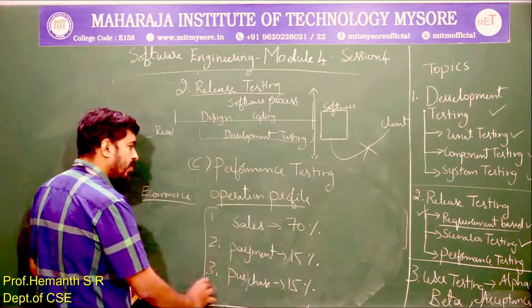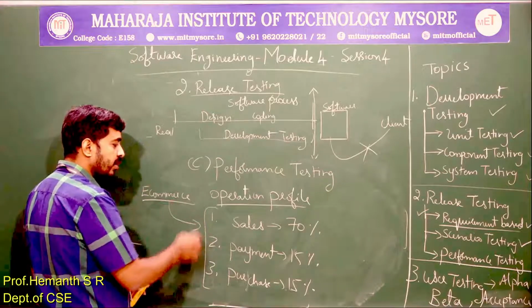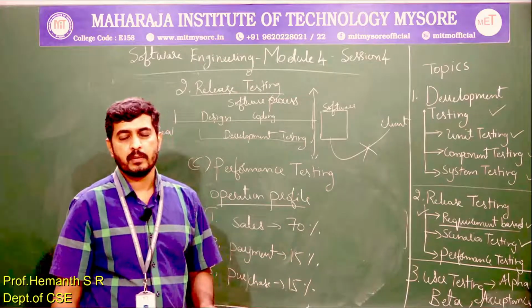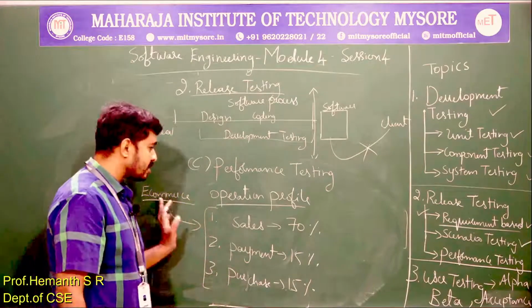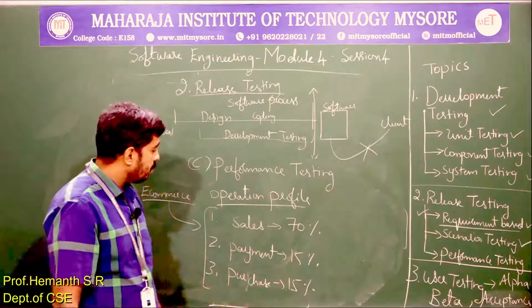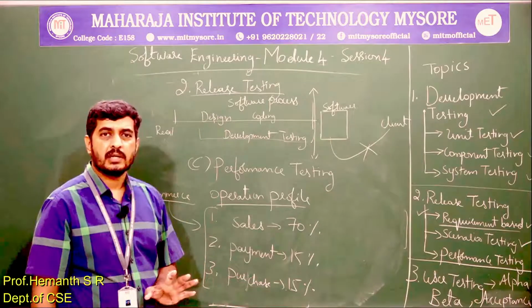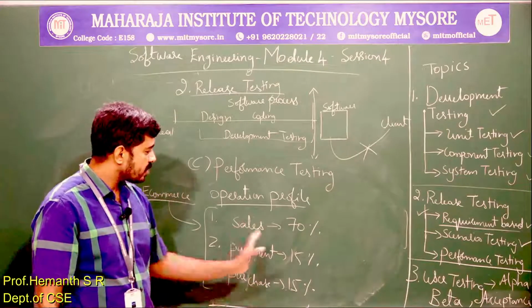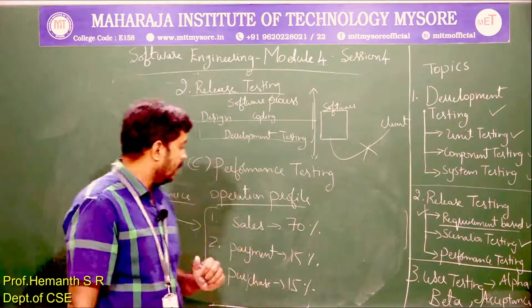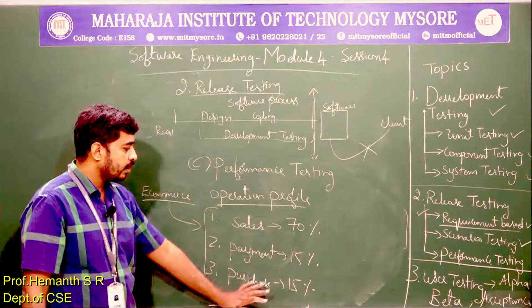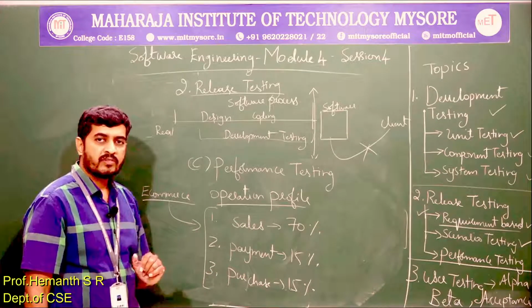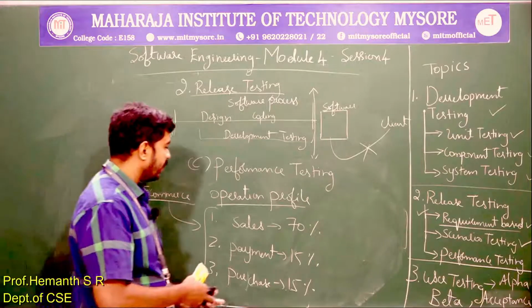This is a typical operation profile of an e-commerce software, and you can see sales is occupying the majority of the profile. The majority of the functionality in this e-commerce software is related to sales, 70%. Payment and purchase are trivial. Now, what is the use of this profile and what role is it playing in testing? See, already I told you, you cannot write test cases which are exhaustive. So now what we can do, what we can strategize here is, okay, fine.